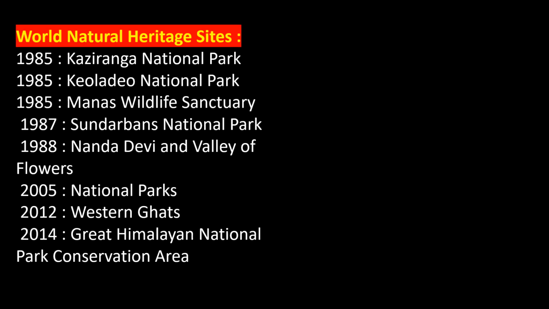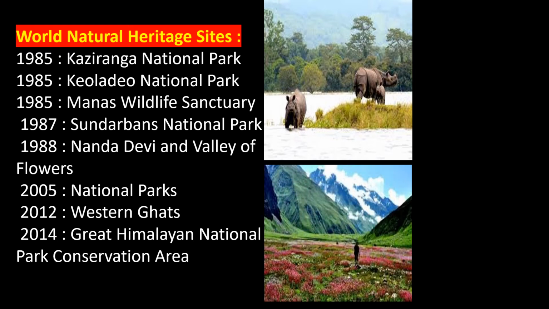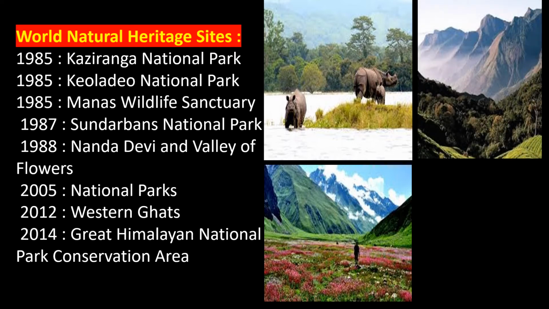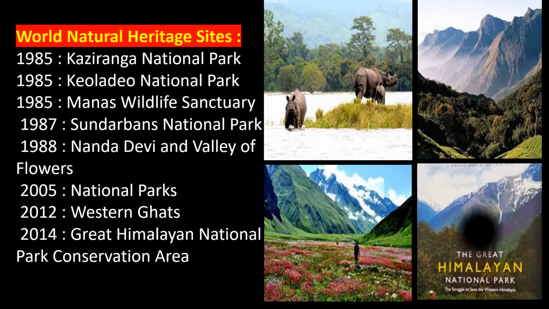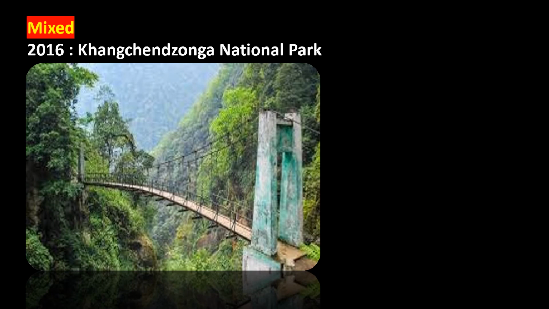World Natural Heritage Sites: Kaziranga National Park, Keoladeo National Park, Manas Wildlife Sanctuary, Sundarban National Park, Nanda Devi and Valley of Flowers National Parks, 1988 to 2005, and 2012 Western Ghats. 2014, Great Himalayan National Park Conservation Area. Mixed, the Kanchenjunga National Park. These were all our World Heritage Sites declared by UNESCO.